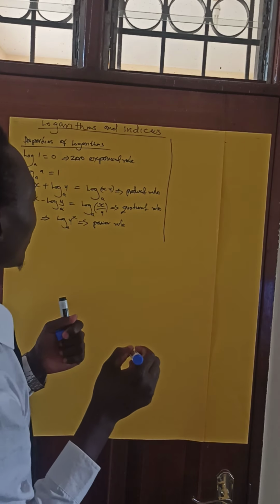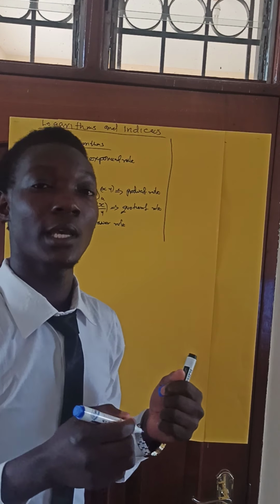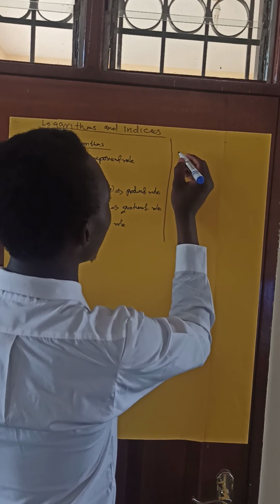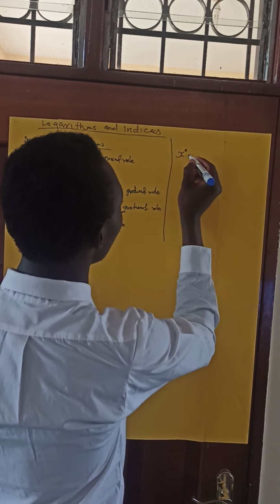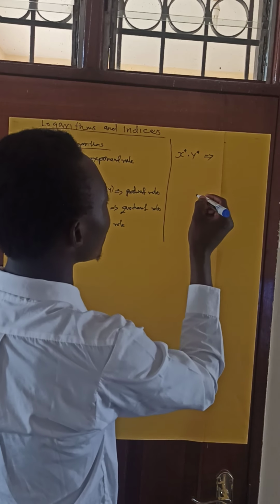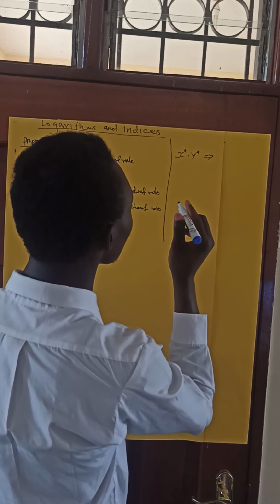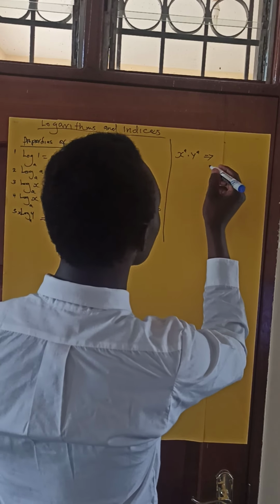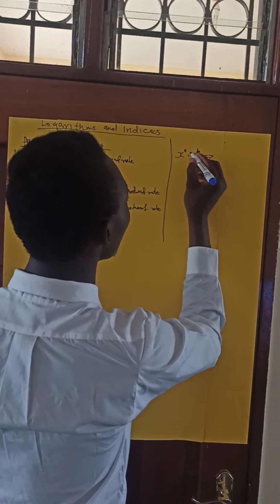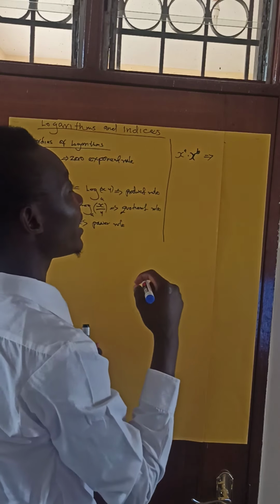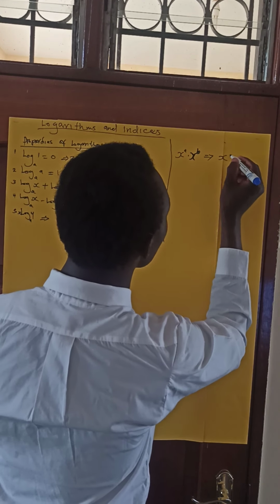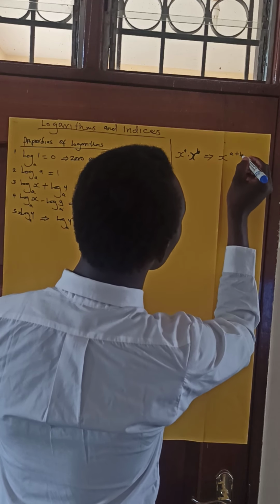Before we proceed, we can also remind ourselves of the indices rules. When we have a number like x power a dot x power b, this can as well be written as x power a plus b.